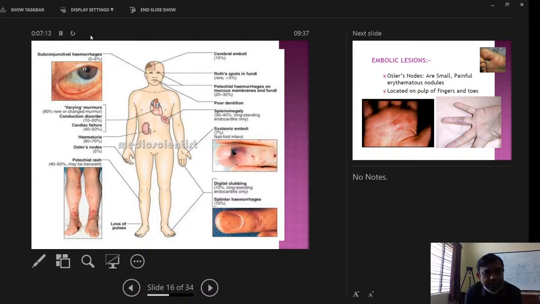Osler nodules, petechial rash, cerebral emboli or cerebral abscess, Roth spots in the fundus, and petechial hemorrhages on mucous membranes and fundi, and poor dentition, splenomegaly, and systemic emboli. Next, digital clubbing, splinter hemorrhages. These are the general examination findings seen in infective endocarditis.